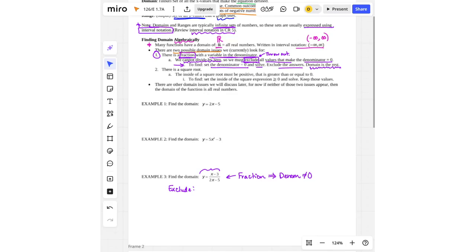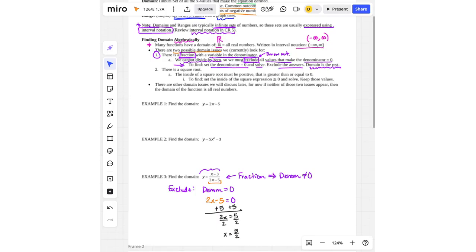So what we want to exclude is anything that makes the denominator equal 0. Well, in this expression, the denominator is this piece, right? That's the 2x minus 5 part. So we would say 2x minus 5 equals 0, and we're going to solve this. So I'm going to add 5 to both sides. So this gives us 2x equals 5. Then this is 2 times x. So to undo that, we're going to divide both sides by 2. And so we get x equals 5/2.